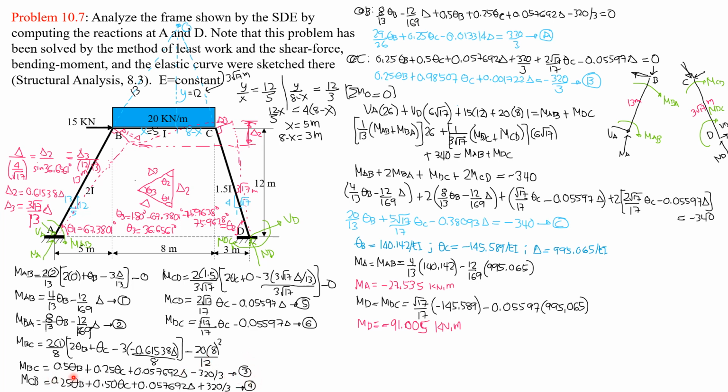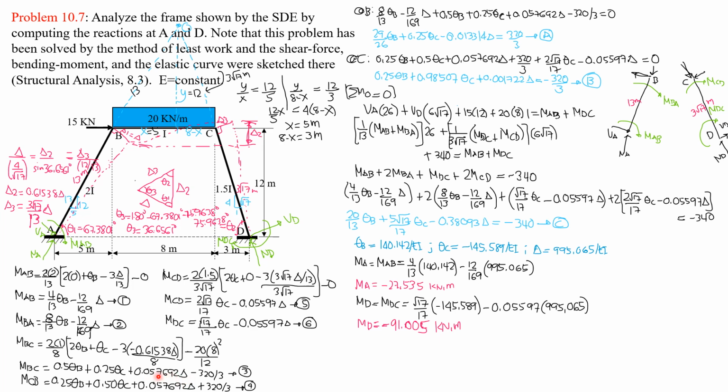Simplifying, MBC is 0.5 theta B plus 0.25 theta C plus 0.057692 delta, then minus 320 over 3. Call that equation 3. MCB, on the other hand, remember the technique, you just interchange coefficients. So 0.25 of theta B plus 0.5 of theta C.